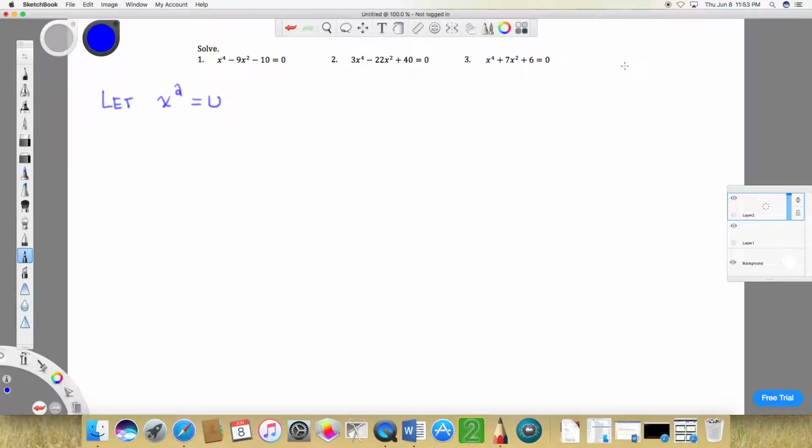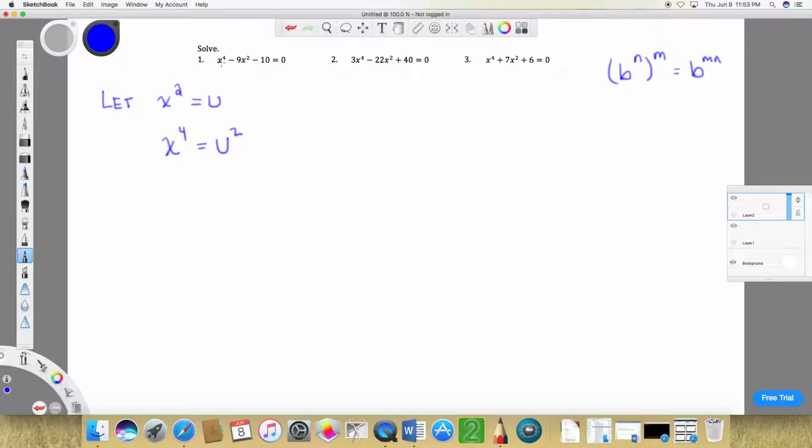And remember that when you have a power raised to a power, by our properties of exponents, you multiply the exponents. So if I square both sides of this, then I have 2 times 2, which is 4, and u squared. So now I'm going to do a substitution: everywhere I see an x to the fourth, I'm going to replace it with u squared. And everywhere I see an x squared, I'm going to replace it with u.